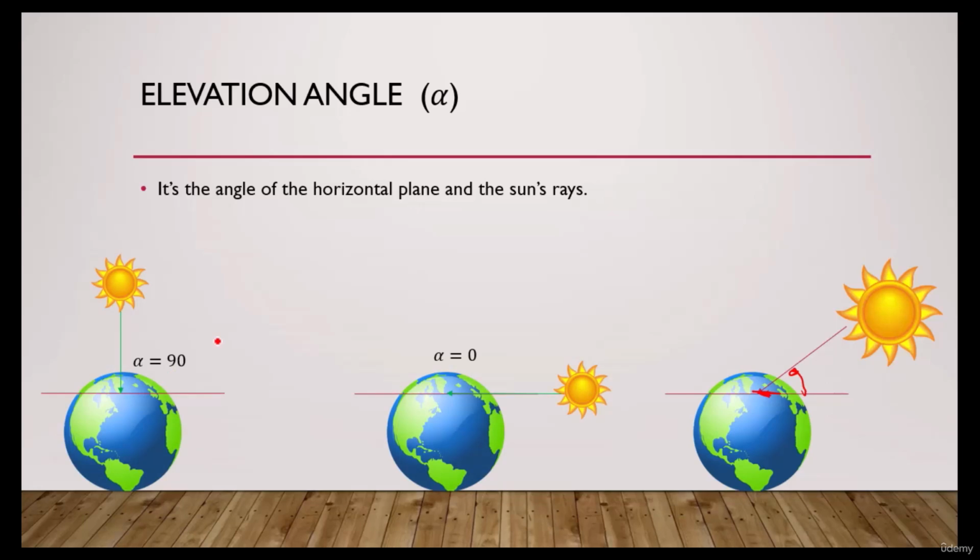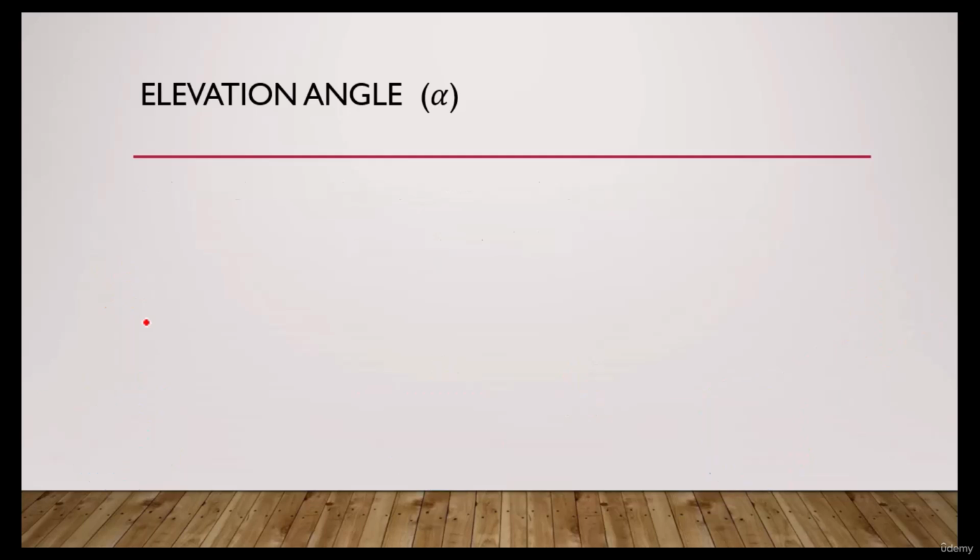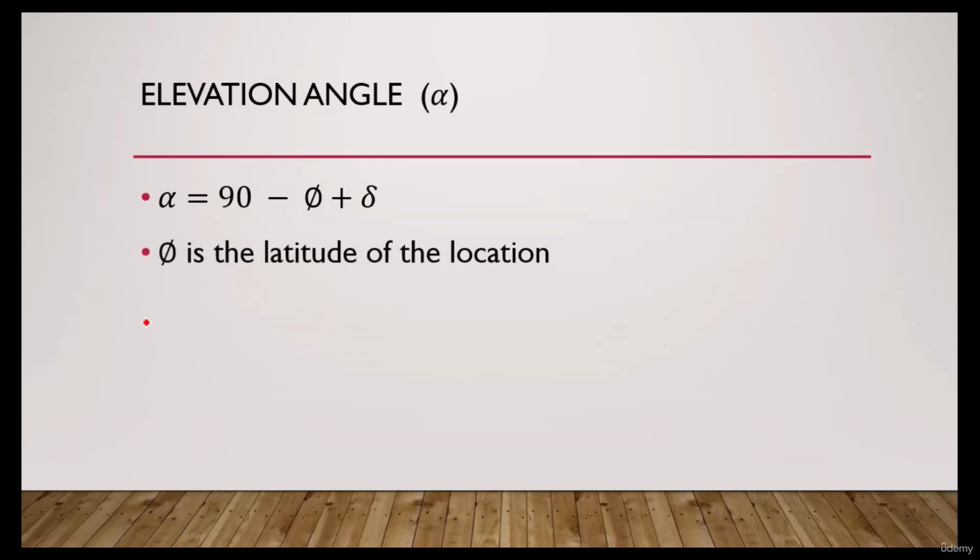After that, the elevation angle alpha is reduced again during the sunset until it reaches 0, then goes again from 0 up to 90. So the elevation angle varies between 0 and 90 degrees. The elevation angle can be calculated by this equation: elevation angle alpha is equal to 90 minus phi plus delta, where phi stands for the latitude of the location anywhere on Earth, and delta stands for the declination angle we have just learned how to calculate in the previous two slides.